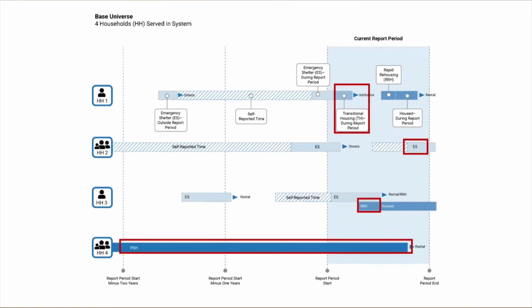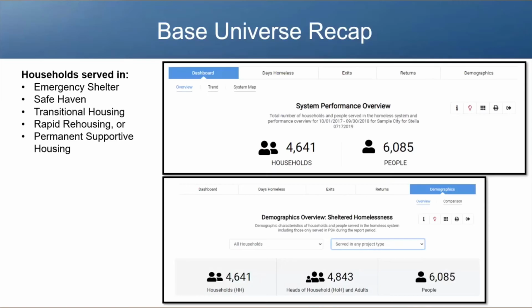As you see, households are included in the base universe if they have one or more enrollments in any of the following project types, reporting data in HMIS and included in the LSA. To recap, the base universe includes households served in emergency shelter, safe haven, transitional housing, rapid rehousing, or permanent supportive housing projects during the report period, even if they did not have days homeless during the current report period. The base universe is used in the System Performance Overview on the Dashboard section of Stella, as well as the Demographics section of Stella and the Inventory section of Stella, which is still in development at the time of this recording.